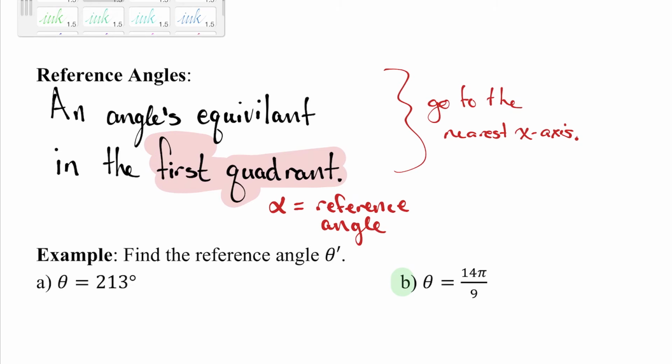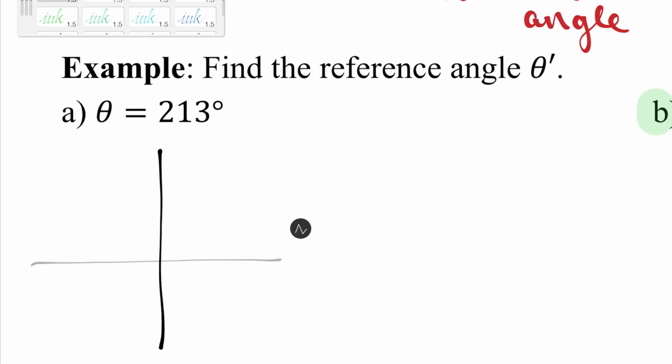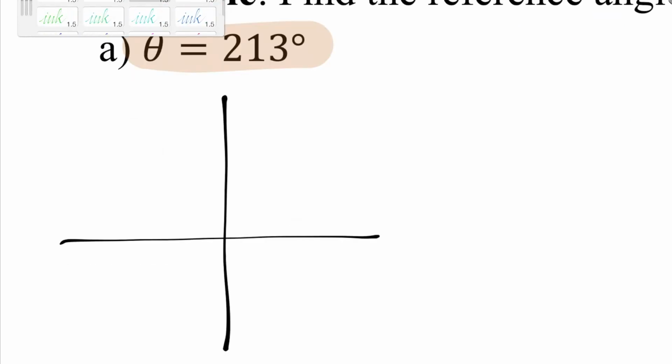And we're going to be finding that distance to the nearest x-axis for that angle. So for this first one, I always like to draw my angle. I'm a very visual person. I know 213 is past 180, but it's not quite 270, so it's going to be somewhere in my third quadrant.